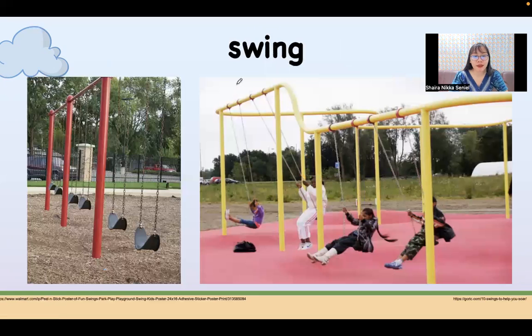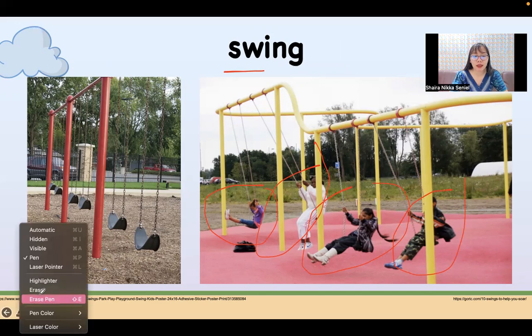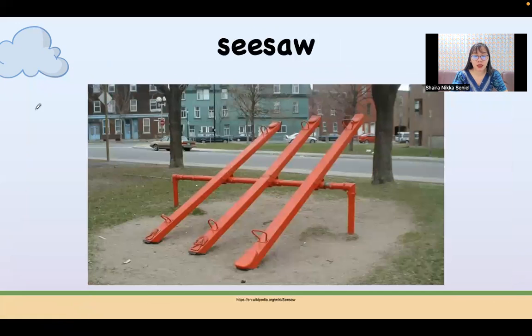Next one, we have the swing. Swing, swing, swing. Okay, just like this, what these kids are doing, they are swinging, okay. Again, everybody, swing, swing.